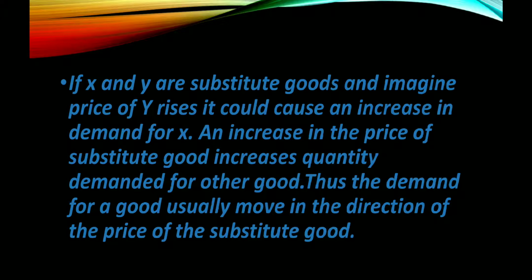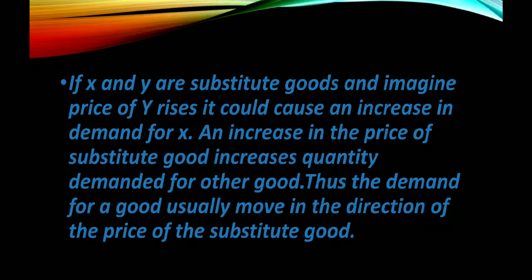They are substitute goods. If X and Y are substitute goods and we imagine the price of Y rises, it could cause an increase in demand for X. An increase in the price of a substitute good increases quantity demanded for the other good. Thus, demand for a good usually moves in the direction of the price of the substitute goods.